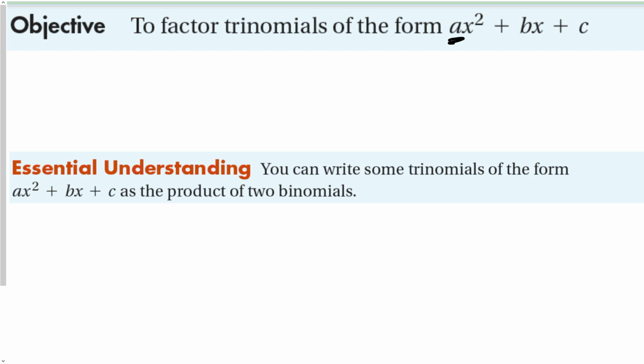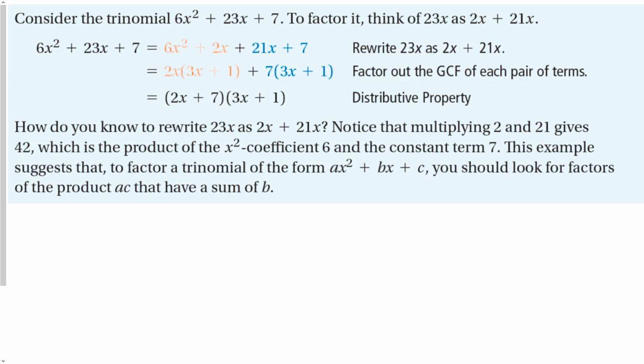So we can write some trinomials of the form ax squared plus bx plus c as the product of two binomials. Let's consider the trinomial 6x squared plus 23x plus 7. We're going to take that middle term, 23, because it came from two different terms in the FOIL method, two different terms added together, and we're going to think of it as 2x and 21x. So we're going to break it into two different pieces.